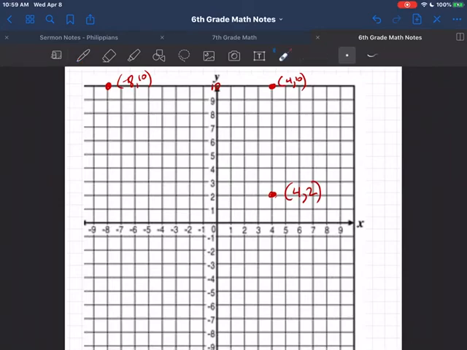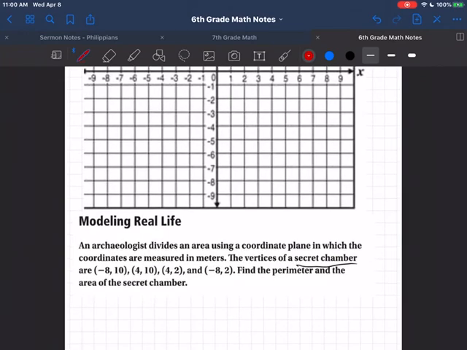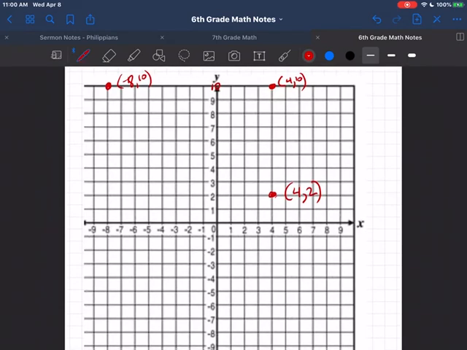4, 2. Note that the x values here and here are the same. That's going to help us come up with the distances, the side lengths. -8, 2. Okay, -8, 2. Okay, notice that the -8, -8, so that's a vertical line, and then 2, 2, so that's a horizontal line. 10, 10, so this is horizontal. So basically what we end up with is a rectangle.